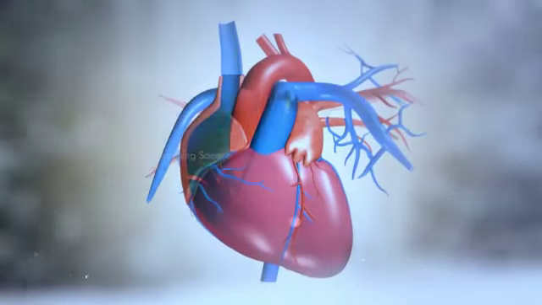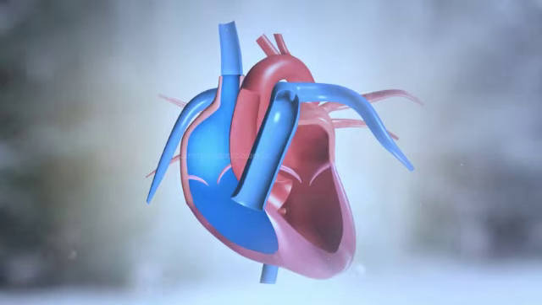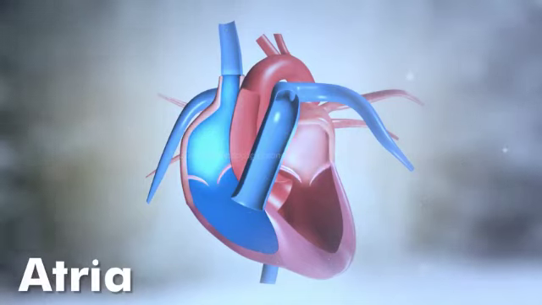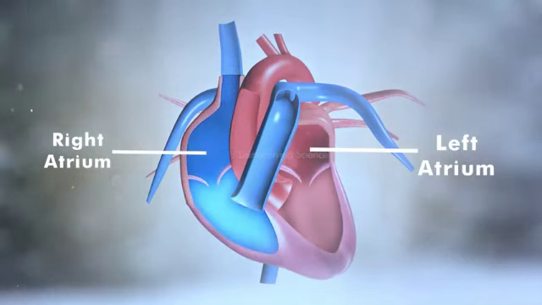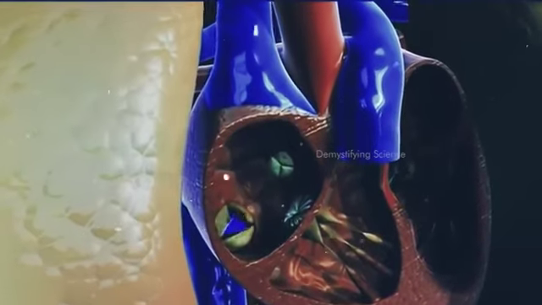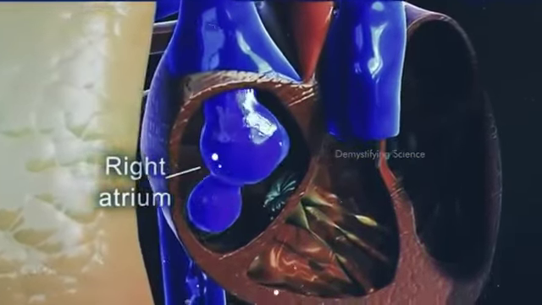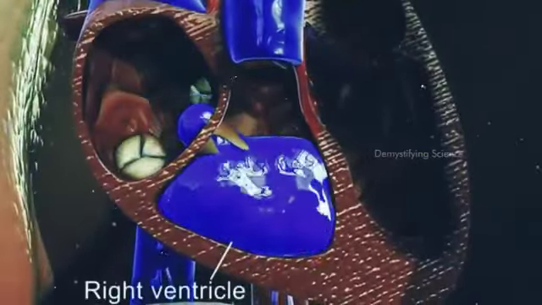The heart consists of 4 chambers. 2 chambers are located in the upper portion of the heart, called atria, which consist of the right and left atrium, while the other 2 chambers are located in the lower portion of the heart, called ventricles, which consist of the right and left ventricle. The right atrium receives deoxygenated blood from the veins and pumps it to the right ventricle.